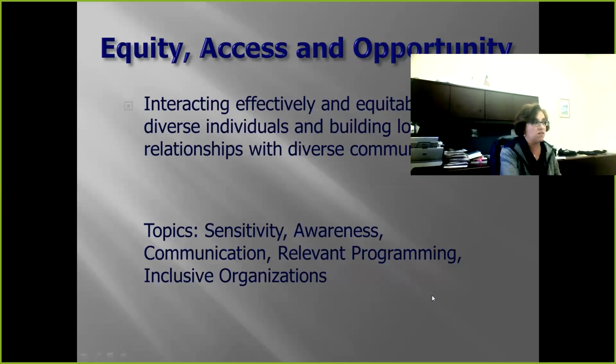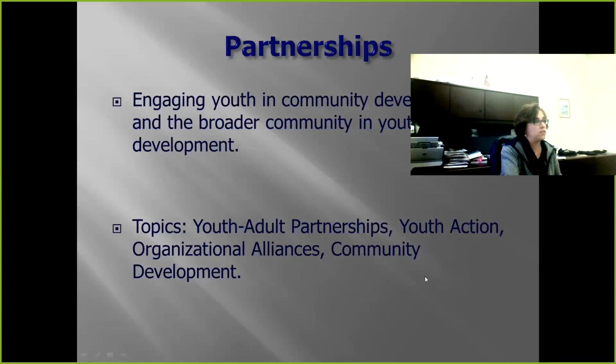So it's sensitivity, awareness, communication, those inclusive organizations. And it's designing programs and looking at our policies and our staffing models and community outreach so that we do reach all potential audiences. And then the next one is partnerships.